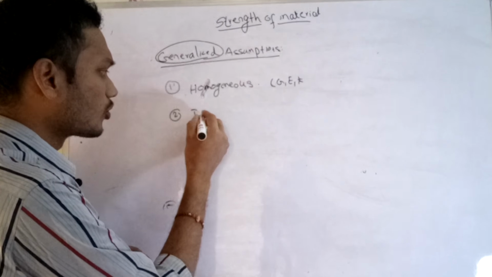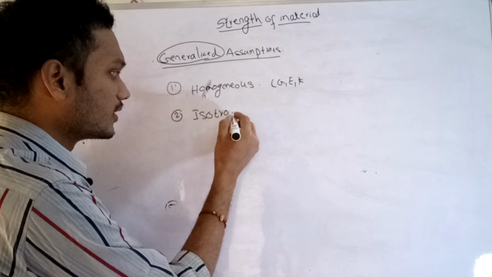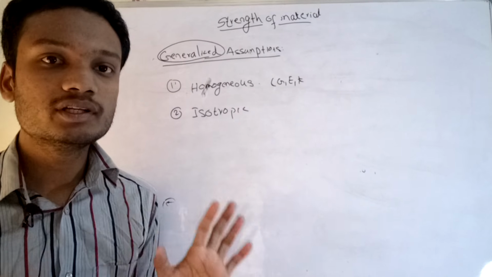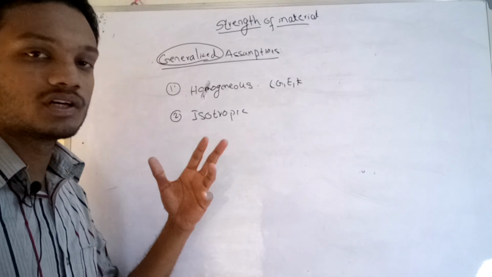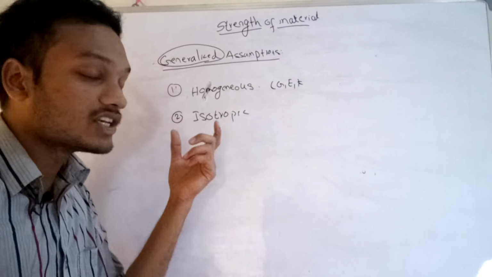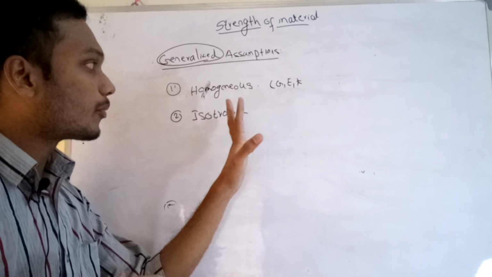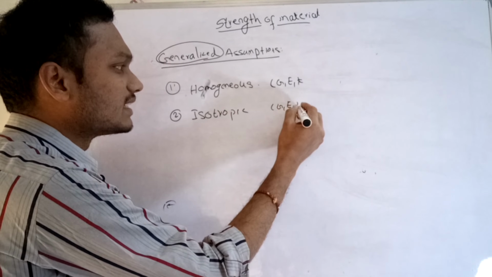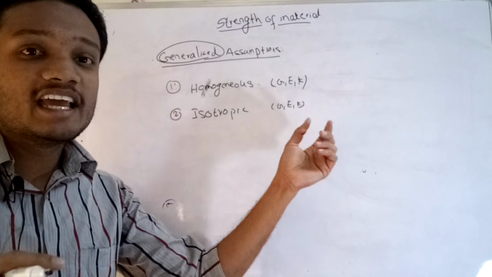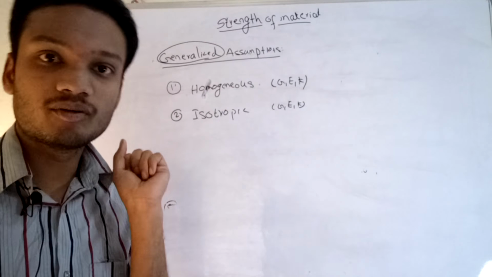Second one, isotropic. The material that we have chosen for stress analysis, the structural member, is assumed to be isotropic. Isotropic means the properties are the same: Young's modulus, bulk modulus and elasticity modulus are the same in all directions at a given point.